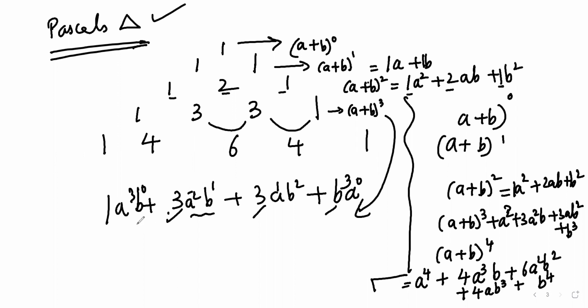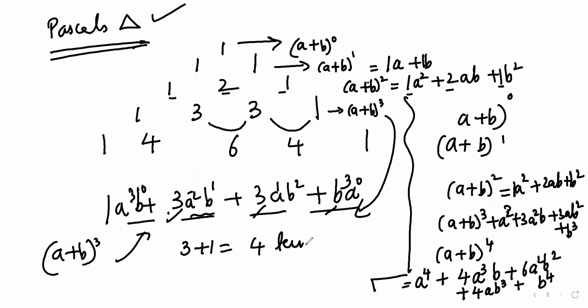In (a plus b) the whole cube, how many terms are there? 1, 2, 3, 4. There are 4 terms. So what does a plus b cube mean? The index is 3. For that 3 you add 1, you will get 4. That many terms. Got it?